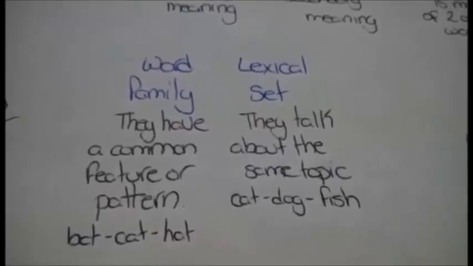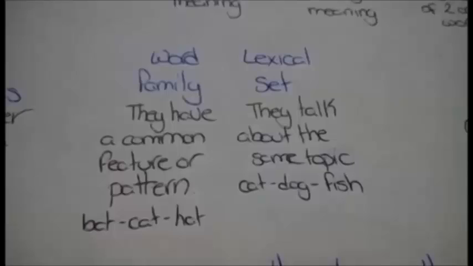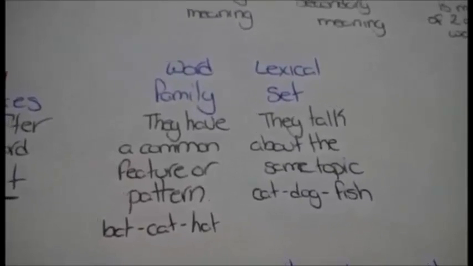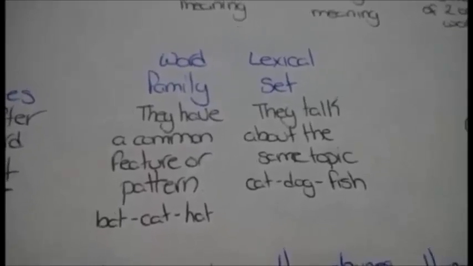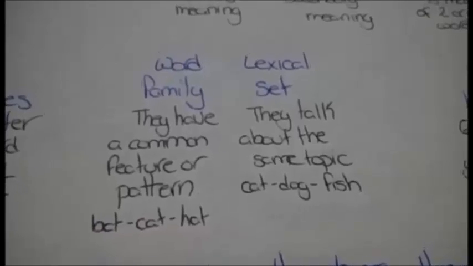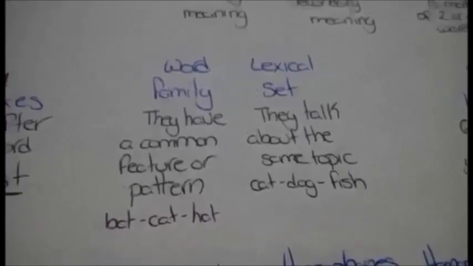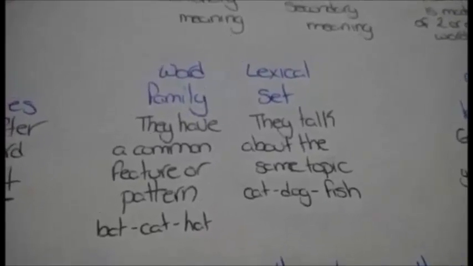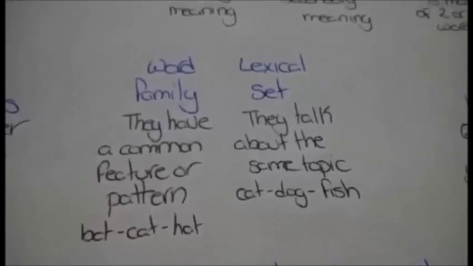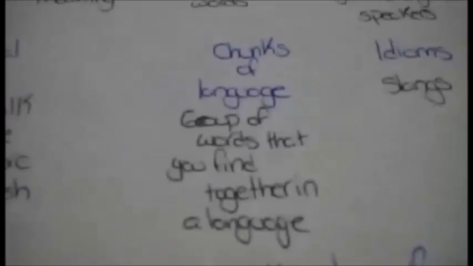What is the difference between word family and lexical set? A word family is a group of words that have a common feature or pattern. For example, bat, cat, and hat. And a lexical set is a group of words that talk about the same topic. For example, cat, dog, and fish.